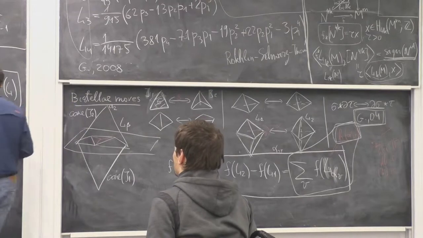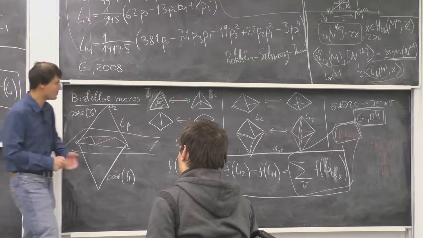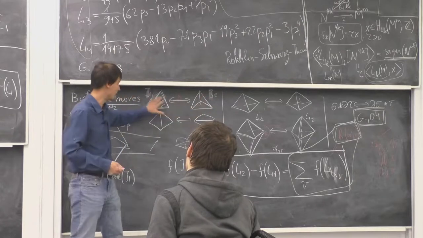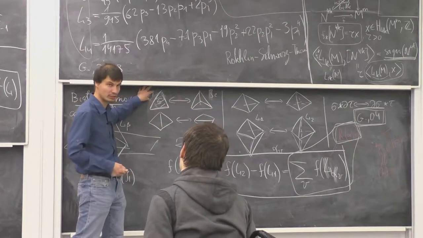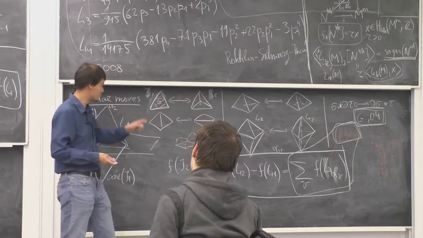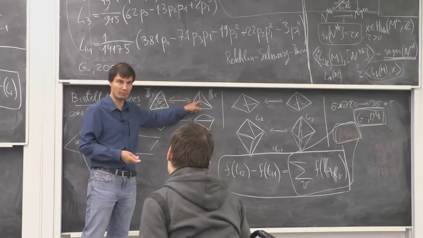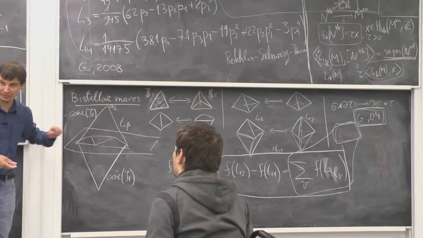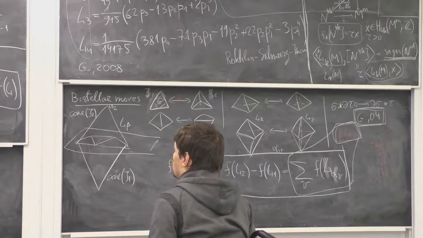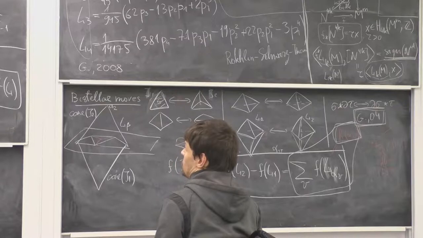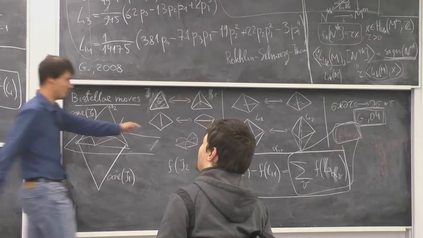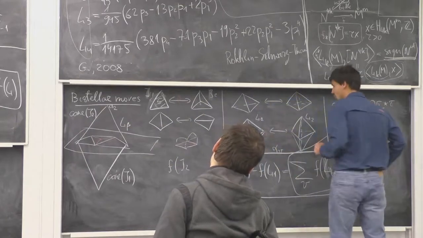So my data are as follows. I am given a bistellar move of two-dimensional spheres. So I have an oriented triangulation of a two-dimensional sphere, and I have a particular bistellar move. Then I produce this combinatorial sphere. And now I'll try, in 5 minutes, to say what the formula for this H of alpha V is. It has two ingredients.